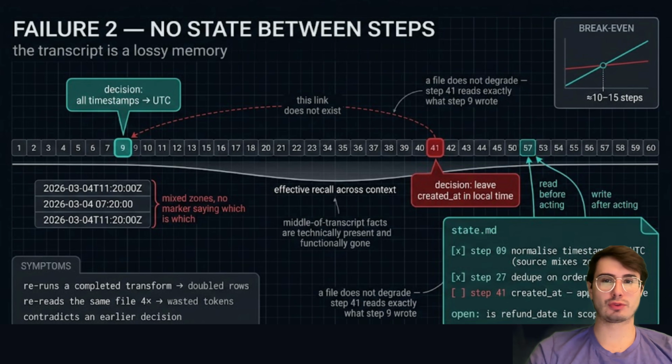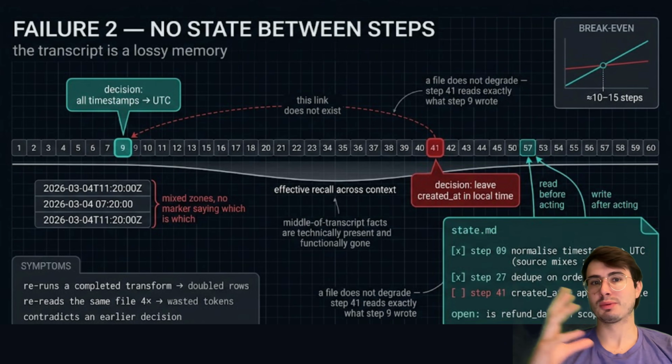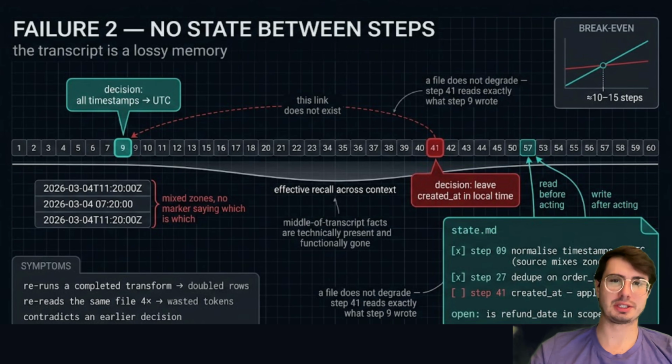So let's say the agent is 40 steps into a 60-step job, and it already decided back at step 9 to standardize all date fields to UTC. But then at step 41, it hits another date field and decides to leave it in local time, because step 41 doesn't remember step 9. So now you've got a data set with mixed time zones and no marker telling you which is which, or it reruns a transformation it already ran and doubles rows, or it reruns the same file 4 times, right?